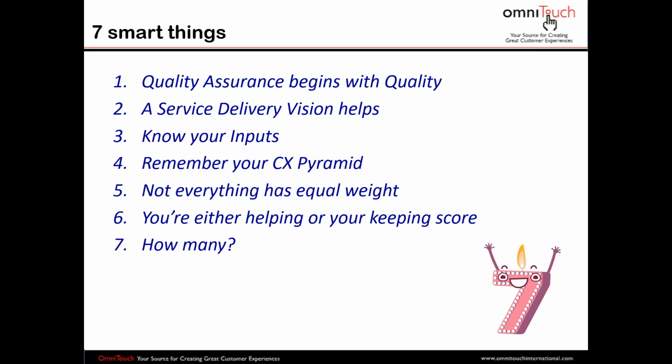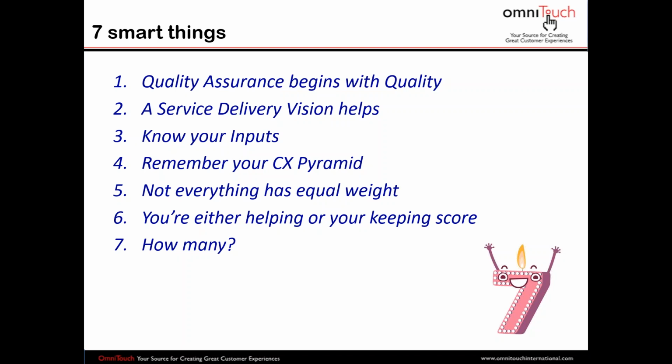Number 5, as we covered in great detail, not every behavior has equal weight. So spend some time and energy to identify which should have more weight, have less weight. Number 6 is a very big deal because this is working with your agents. Just remember, you're either helping, that's when you don't use a score, or you're keeping score. And both have their value and both have their importance. You should be doing both. It's not one over the other.